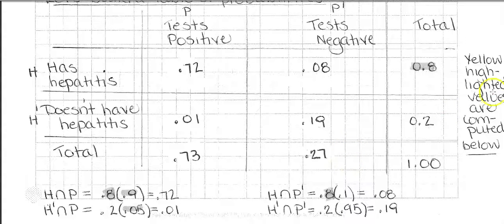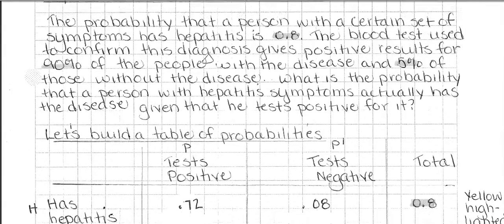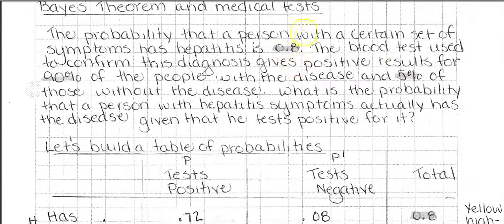So again, let's go back up to our problem statement. Here are the people who actually have hepatitis with these set of symptoms, 80%. The test will give positive results correctly for 90% of the people testing positive. And that means you're going to get a false positive some of the time, 5% of the time.